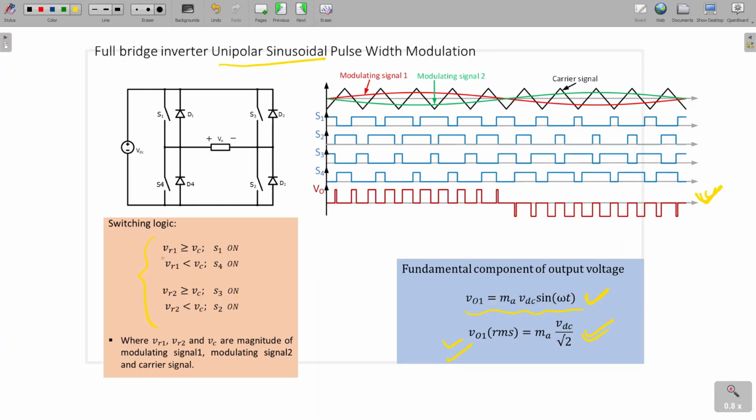But the logic is that we use two reference signals, one is sine and another is the reverse of the sine, and the triangle will be the same. So when VR1 is greater than VC, S1 is on; R1 means modulating signal 1, and this is VR2. When VR1 is less than VC, S4 is on. Similarly, this logic is there. If we apply this logic, we get this kind of PWM signals, and the output voltage will be like this. If we do the Fourier analysis of this, this will be the fundamental voltage. So we should remember this one. Is it clear up to now?